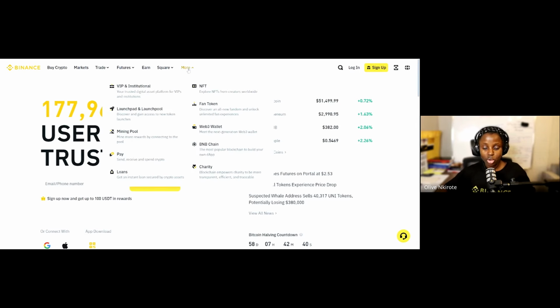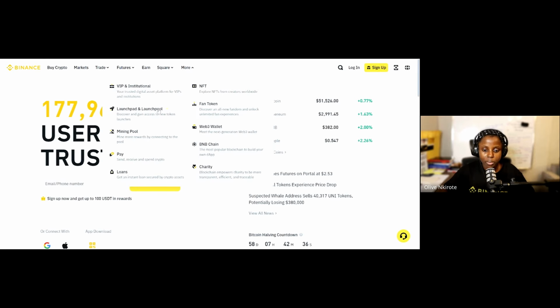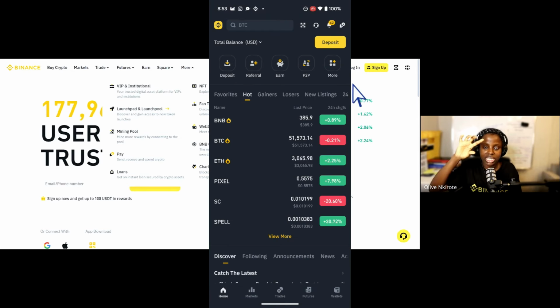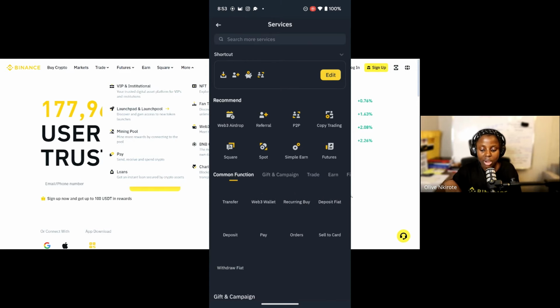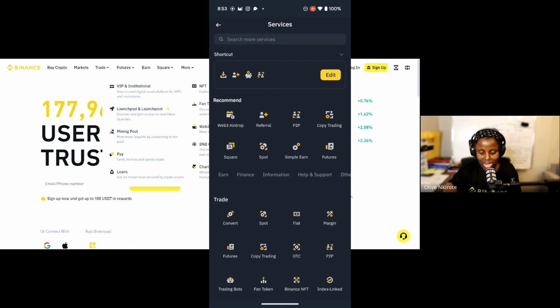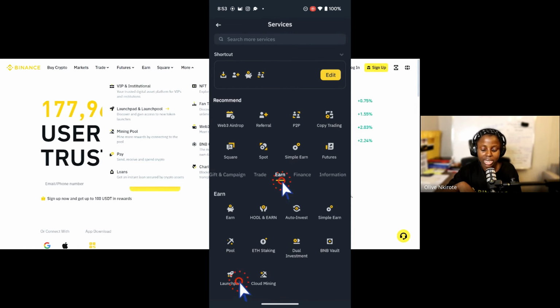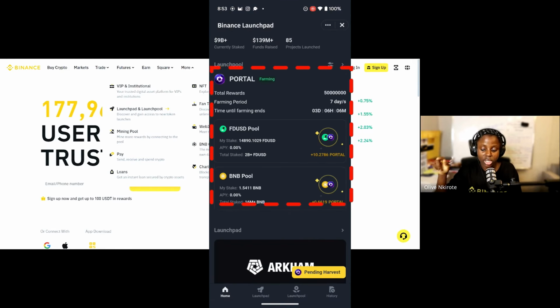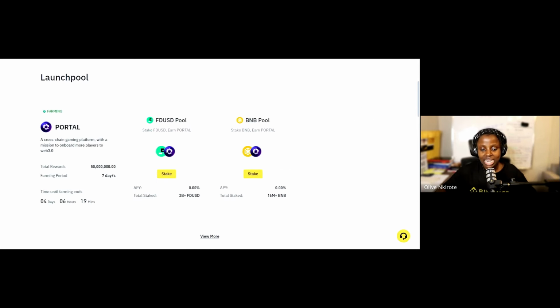When you are on desktop, you usually come to More, and then you come to Launchpad and Launchpool. On your phone, when you open your Binance app, there's a horizontal bar. Click More, and then scroll down until you get to the Earn section. You're going to see Launchpad. So that is how you get to it on your phone. For the guys on YouTube, I'm probably sharing my screen. So you come to Launchpad and Launchpool. This is the current Launchpool.